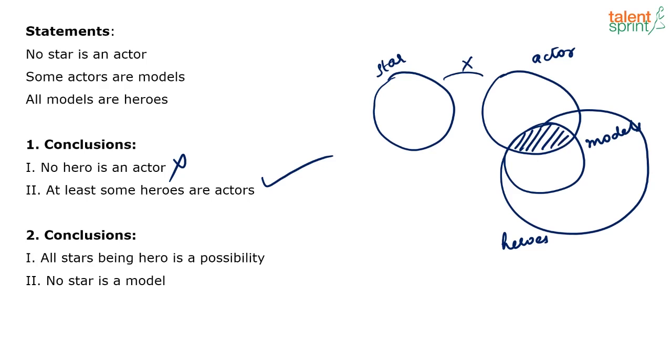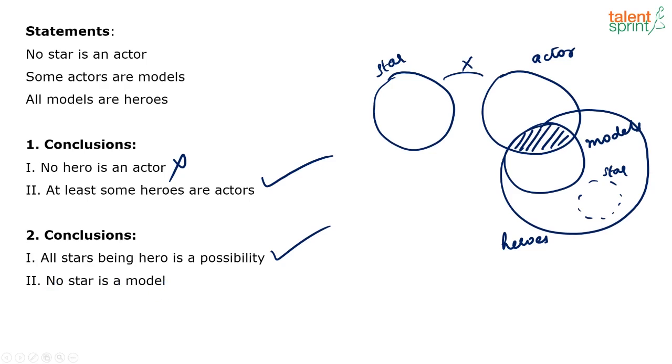Now let us look at conclusion 2. All stars being heroes is a possibility. Yes, the stars can come here. If the stars set comes here, is that going to cause any contradiction in the given statements? No. No star is an actor, and it is not contradicting anything, correct? So this possibility seems to be true.